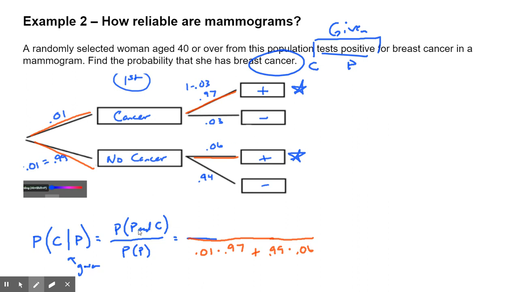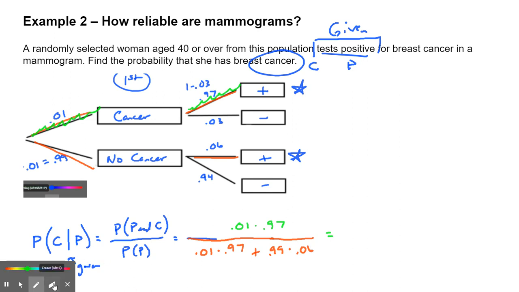And now the top is just those who tested positive and have cancer. Well, that's going to be this top route. Cancer and tested positive, right? So that's going to be 0.01 times 0.97. So there is our fraction. I'm going to put all that in at once. Let me take a picture of it. Here we go.